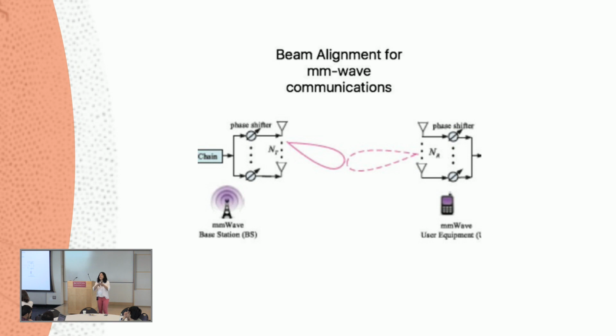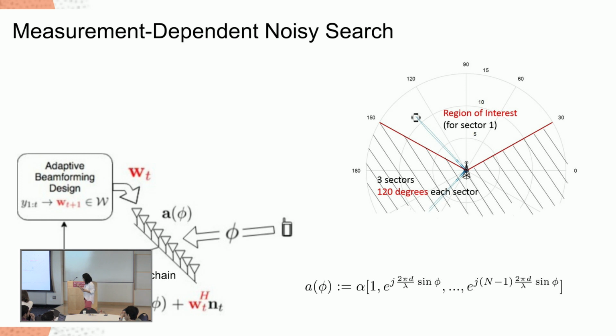In what sense? If I widen my beam, I can hear many, many directions, but the noise will be a lot worse because I'm collecting noise from all angles. In fact, when I talk about the practical implementation, I'll show you that this is done in a 120-degree sector.